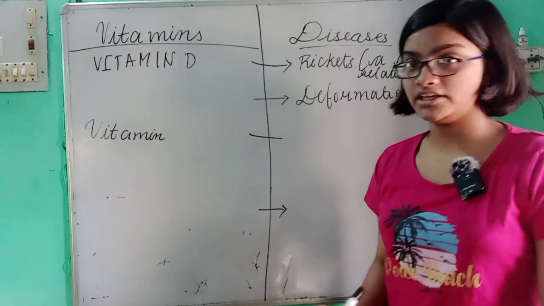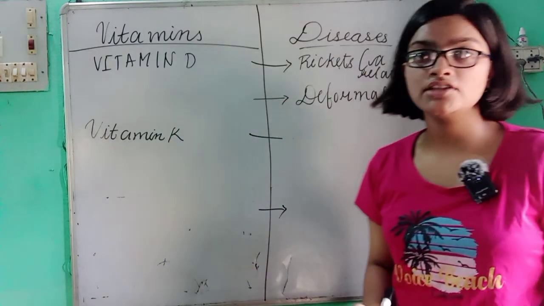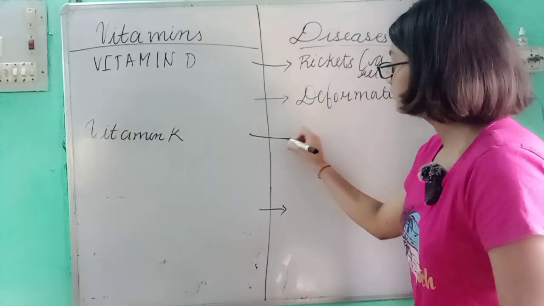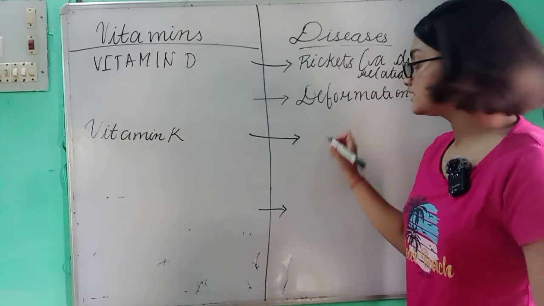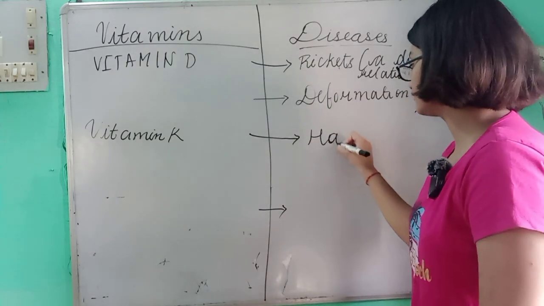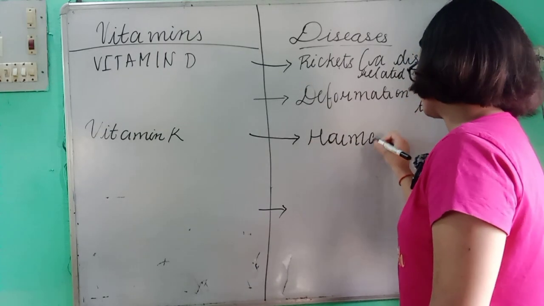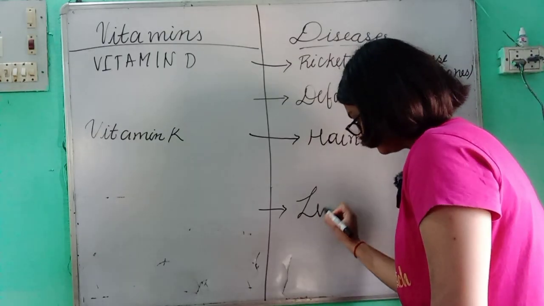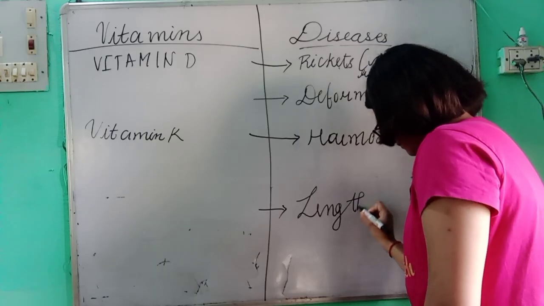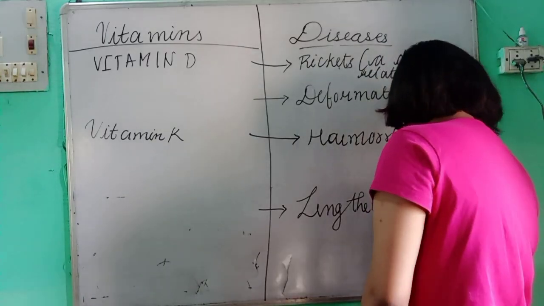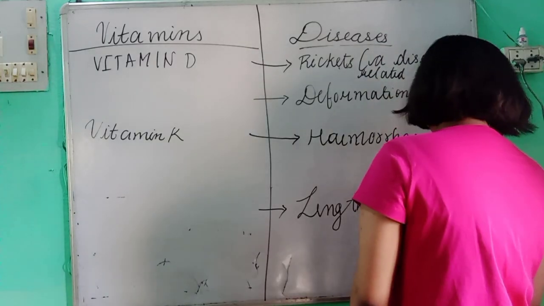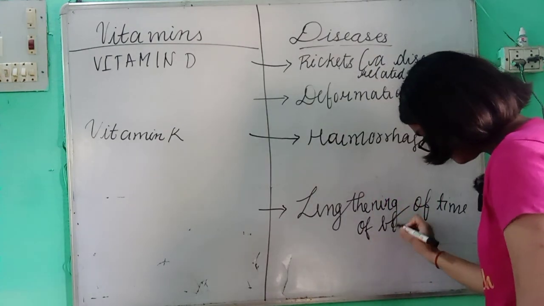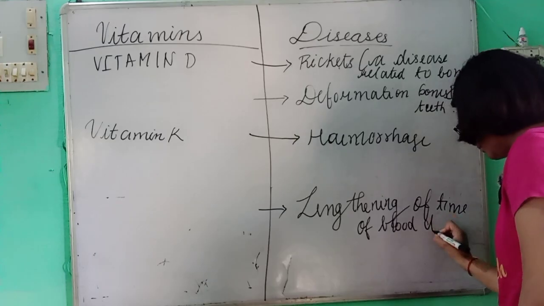Then we have vitamin K. It causes hemorrhage and lengthening of time of blood clotting. So the first disease caused by vitamin K is hemorrhage. Secondly, lengthening of time of blood clotting.